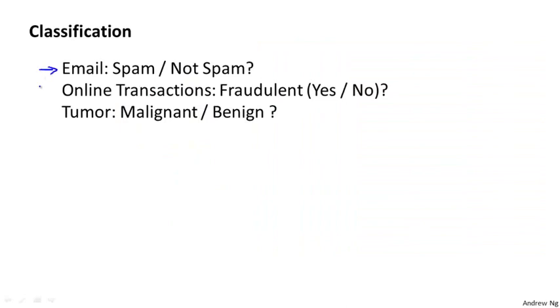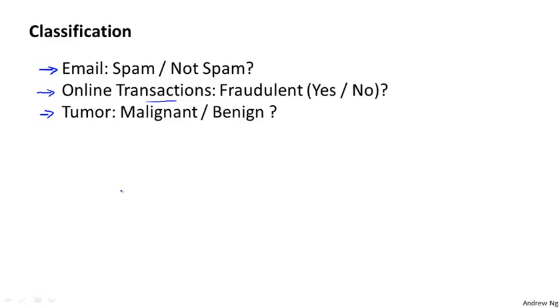Earlier we talked about email spam classification as an example of a classification problem. Another example would be classifying online transactions. So if you have a website that sells stuff and you want to know if a particular transaction is fraudulent or not, whether someone is using a stolen credit card or has stolen the user's password, that's another classification problem. And earlier we also talked about the example of classifying tumors as cancerous, malignant, or as benign tumors.